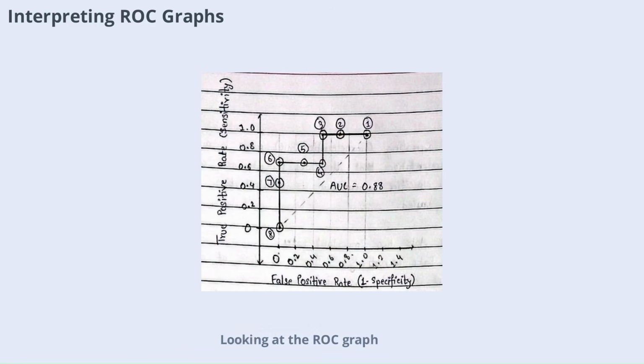Looking at the ROC graph, you can immediately see how well your model separates the two classes. A curve that rises quickly towards the top left corner indicates high sensitivity and low false positive rate. If the curve is close to the diagonal, it means the model isn't much better than random guessing. This visual feedback is invaluable for model selection and tuning, helping you make data-driven decisions.